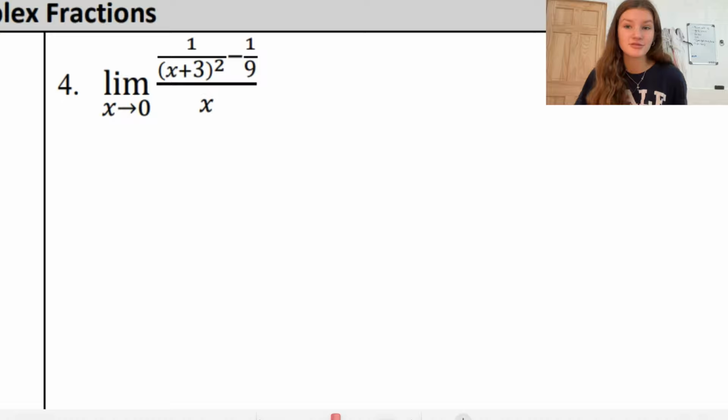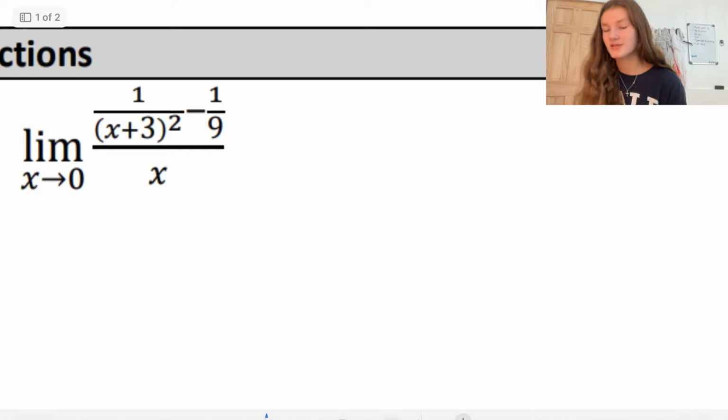Okay, so for question 4, I would tell you guys to do this on your own, but I feel like it's a little bit tricky, so I think it might be easier for me to walk through it. So we need a common denominator. Even though it's squared, don't worry about factoring that out. Worry about that later. Keep everything in the simplest form.